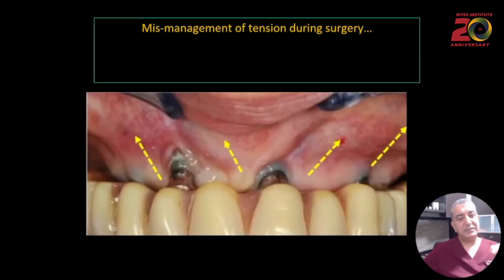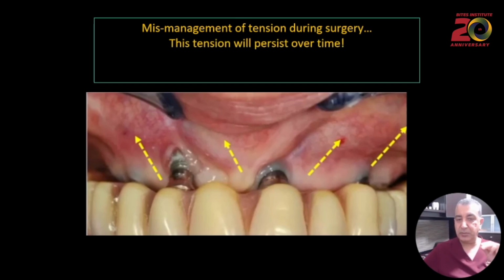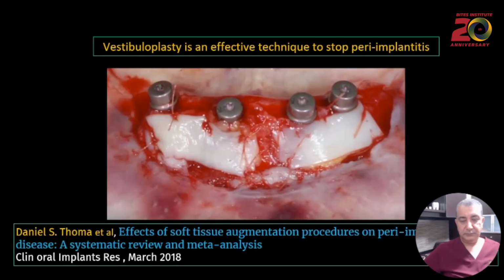So if we have mismanagement of tension during surgery, this tension will persist over time and bone resorption will be an inevitable result. And that's why we always recommend taking care of soft tissue to prevent tension, and vestibuloplasty or vestibular deepening is an effective technique to stop periimplantitis, as in the study of Thoma in 2018.